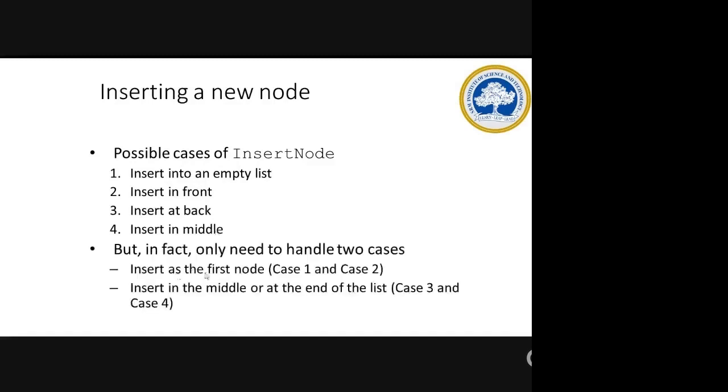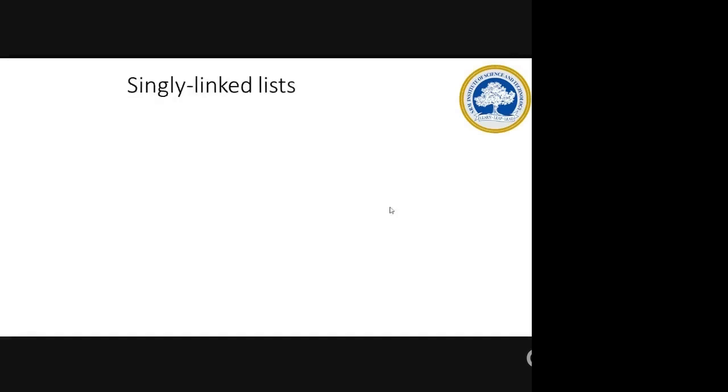So inserting as the first node will be cases 1 and 2. If you are inserting in an empty list, it is the first node only. If you are inserting in the front, it is also the first node only. But if you want to insert in the middle or at the end of the list, that will be cases 3 and 4. The first 2 are the front elements only, that is the beginning. Inserting at the beginning is only the first 2 conditions.